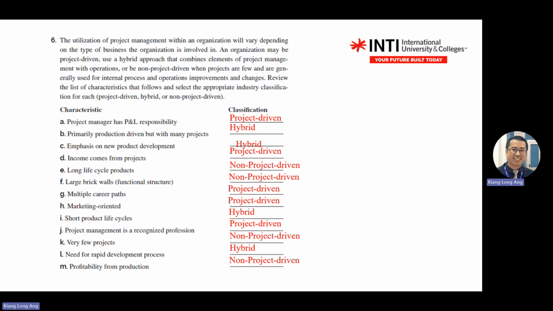Okay. This one, very few is non-project driven, because manufacturing, they just run on the existing customers. They keep repeating the same thing. They don't need a lot of projects here. It's non-project driven.